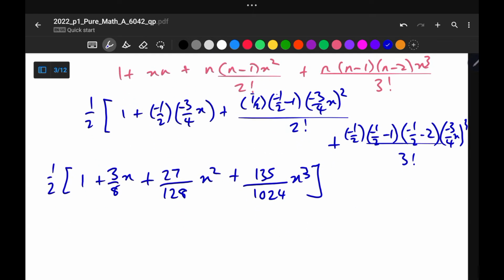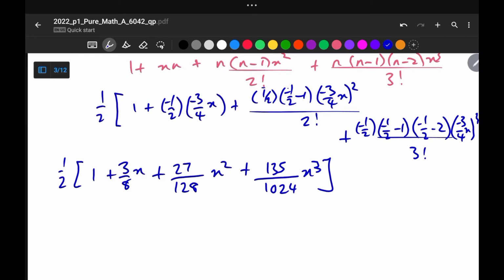Let us simplify by expanding this bracket. To expand this, we are going to multiply each and every term by half. So this gives us half plus 3 over 8 multiplied by half, which gives us 3 over 16 x, and also 27 over 128 multiplied by 0.5, which gives us 27 over 256 x squared, plus 135 divided by 1024 multiplied by 0.5.